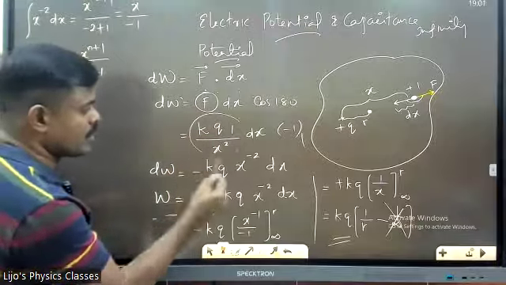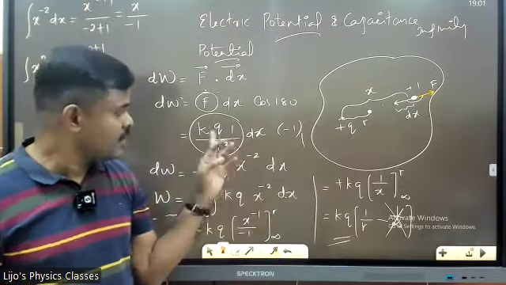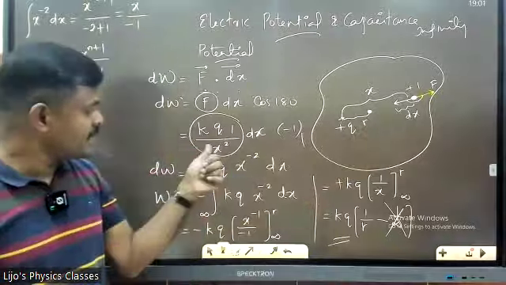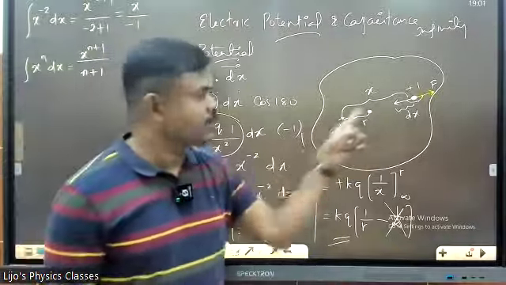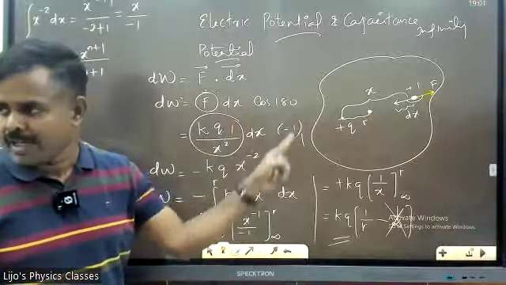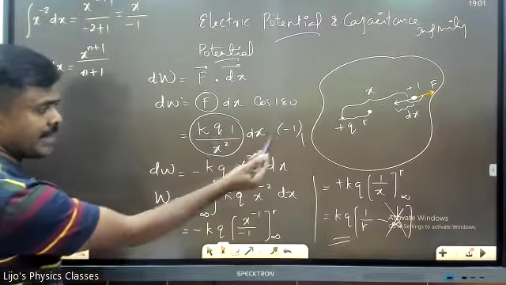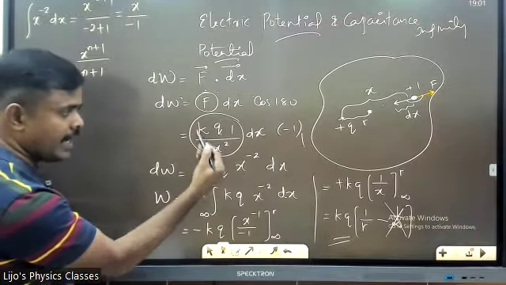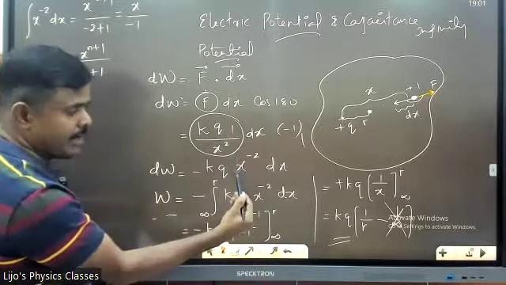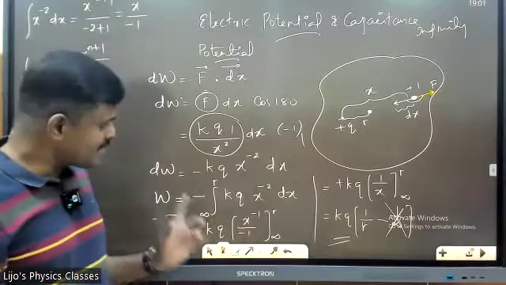By Coulomb's law, what is force? K into Q1. First charge is Q. Q2. Second charge is 1. Divided by the distance square. The distance is x square, right? Into dx. Cos 180 value is minus 1, right? Okay. Then what? I write minus first. K, Q, x square is taken to numerator. That will become x to the power minus 2 into dx, right? Then this is the small work done.